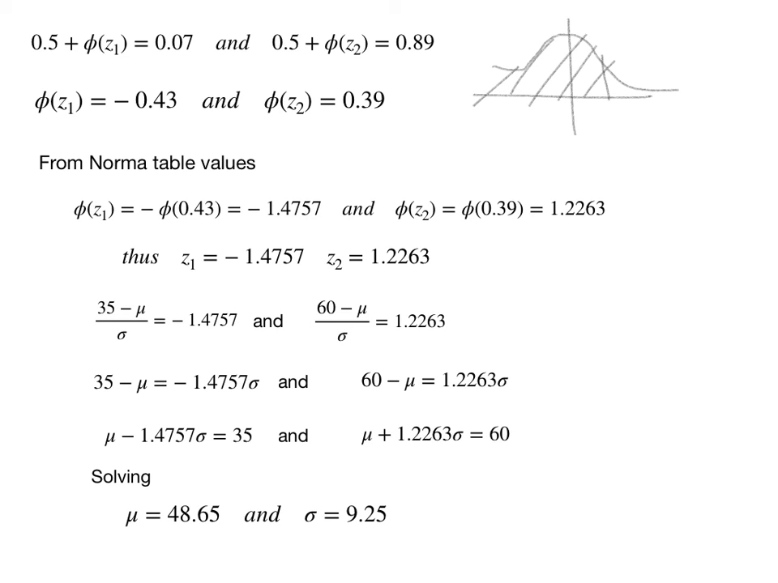So for both, I'll have 0.5 plus phi of z1 is equal to 0.07 and 0.5 plus phi of z2 is equal to 0.89. So I get phi of z1 is equal to minus 0.43 and phi of z2 is equal to 0.39. Comparing with the given values, I get z1 is equal to minus 1.4757 and z2 is equal to 1.2263. Using these in the standard normal variate equation and solving, I get mu is equal to 48.65 and sigma is equal to 9.25.